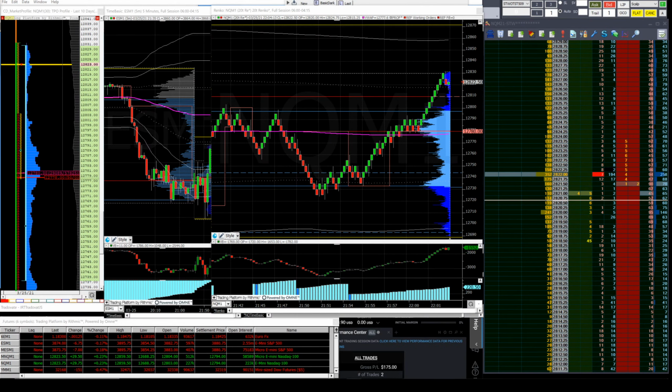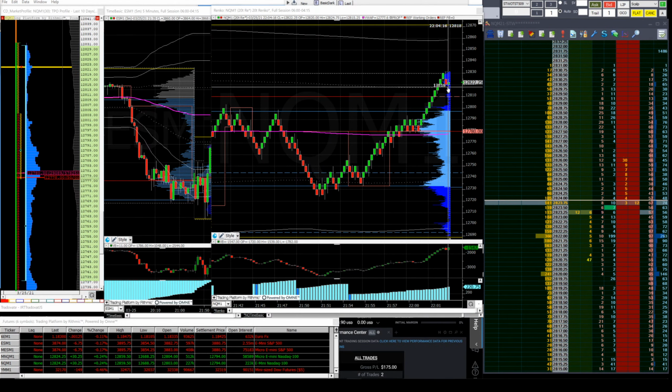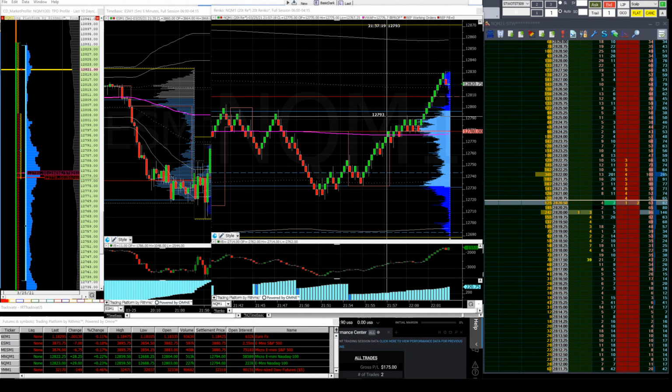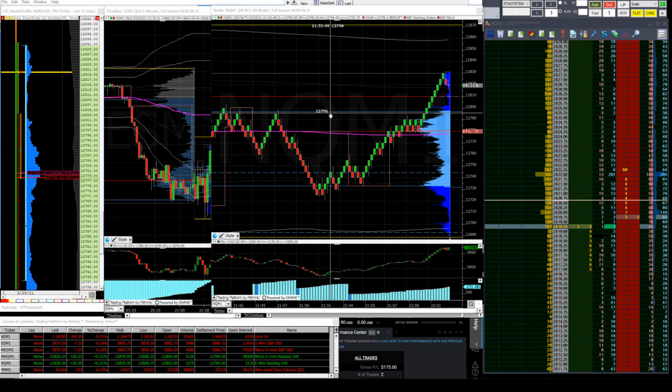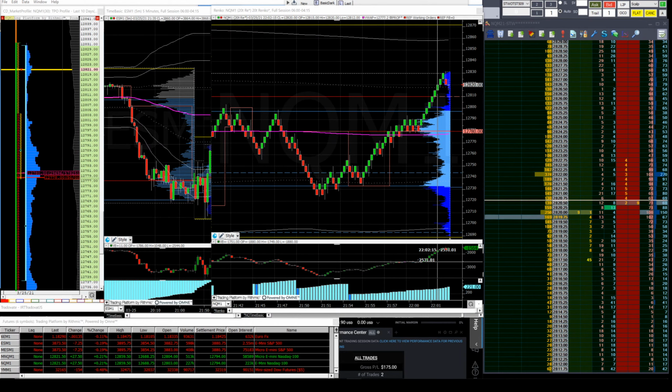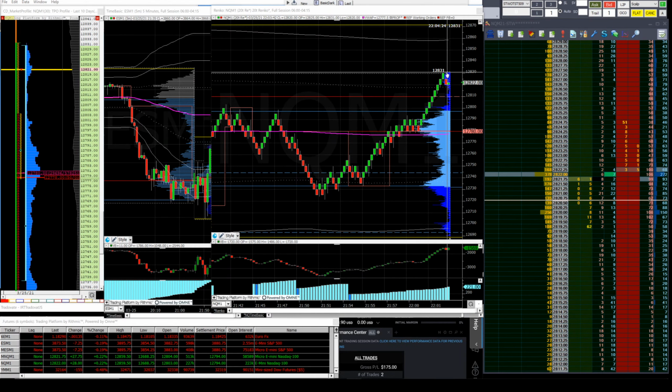And is it just a pullback? Are we buying the pullbacks? Or have they got us out of their system and they're going to come crashing down like a big rock?